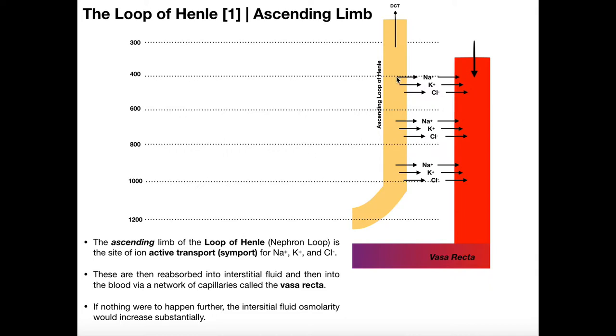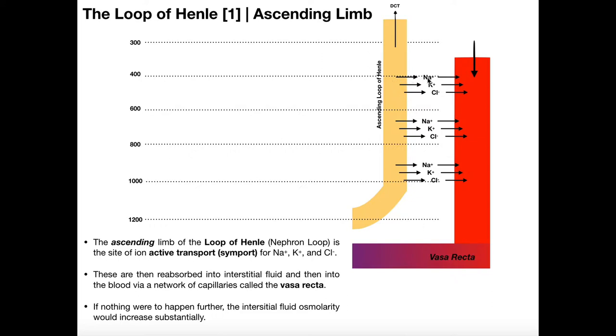So we're going to actively transport sodium, potassium, and chloride from the ascending limb right here of the loop of Henle, first into the interstitial fluid right here, and then into this system of blood vessels called the vasa recta. Okay, so the vasa recta is just going to take these ions and things that are reabsorbed and move them back into the blood supply. Okay? So active transport of these things.